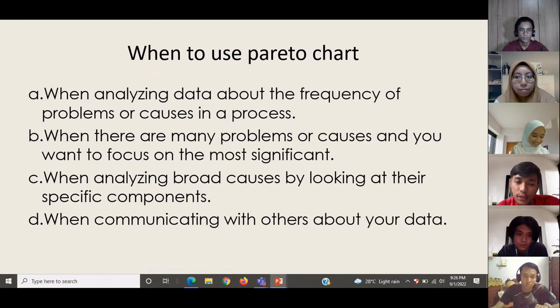So when to use a Pareto chart? When analyzing data about the frequency of problems or causes in a process. Then when there are many problems or causes and you want to focus on the most significant. Next, when analyzing broad causes by looking at their specific components. And finally, when communicating with others about your data.